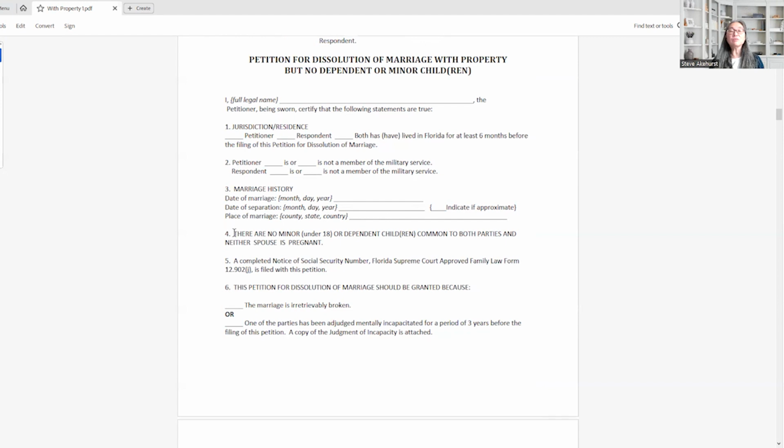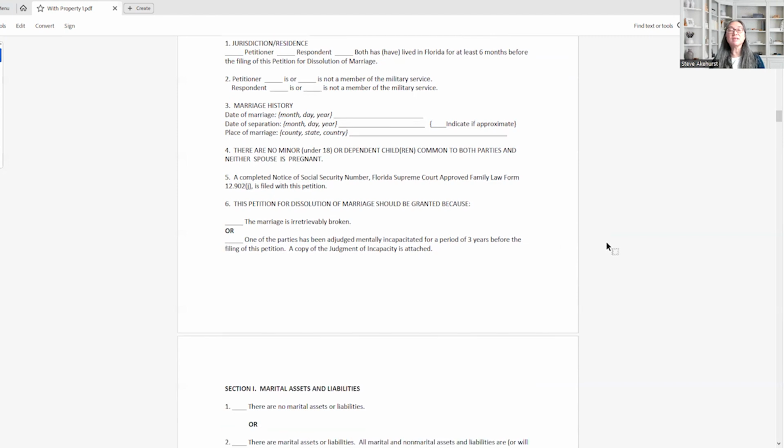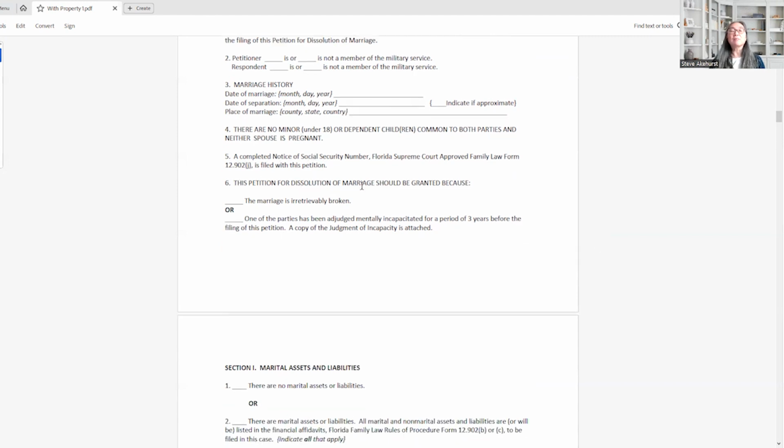And number 4, as we mentioned, you're saying that there are no minor children under the age of 18. That's what minor children are. And then number 5, you're saying you file a notice of social security number, which we did, and it was in your general form. And 6 asks about why you want the dissolution of marriage. Normally, it's always that the marriage is irretrievably broken. Florida is a no-fault state, so you could get divorced for whatever reason, so it doesn't matter.